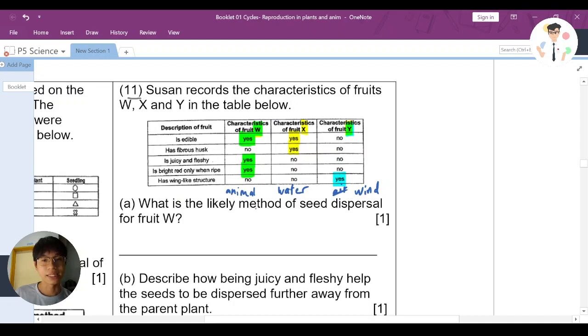A. What is the likely method of seed dispersal for fruit W? For fruit W, as we know, it is animals. So seed W is dispersed by animal.